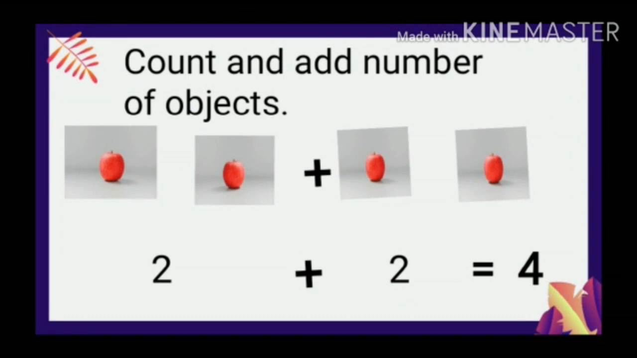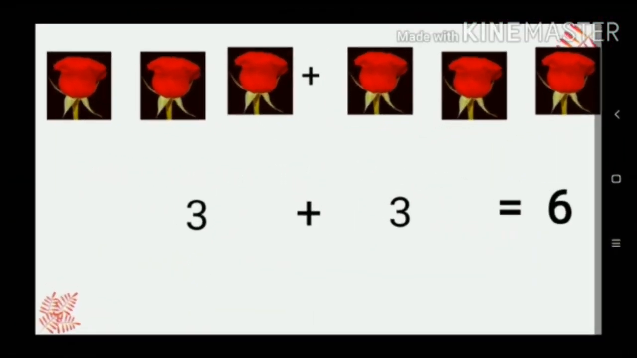Example 1. Count and add the number of objects. So, let us count the apples given below. 1, 2. Let's keep 2 in the mind and count forward 3, 4. So, how many apples are here? Here are 4 apples. Very good.